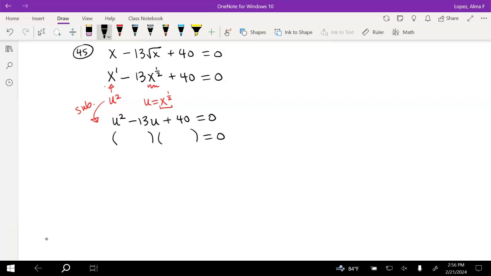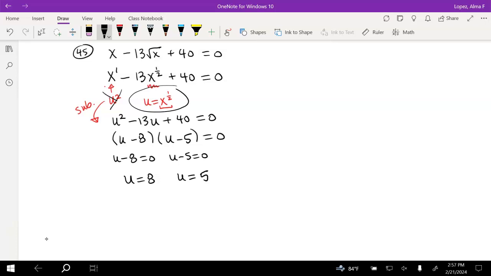All right, this factors into U minus 8 and U minus 5. I'm going to set each one of my factors equal to 0. So we get U is equal to 8 and U is equal to 5. Unfortunately, when we look back, we weren't looking for U, we were looking for X's. So we're going to unsubstitute at this point. Remember, the U squared never gets used again, so we cross it out. Now, U I'm going to replace with this X to the 1/2.